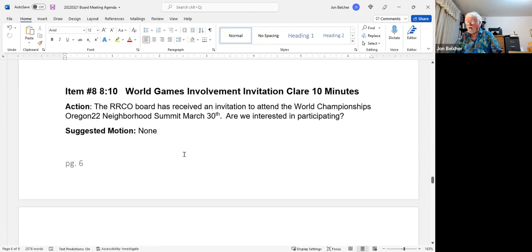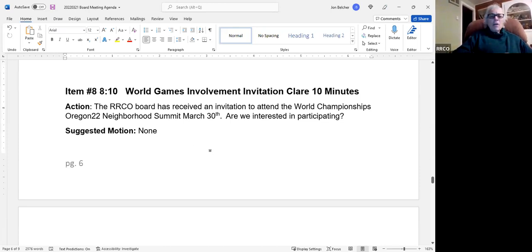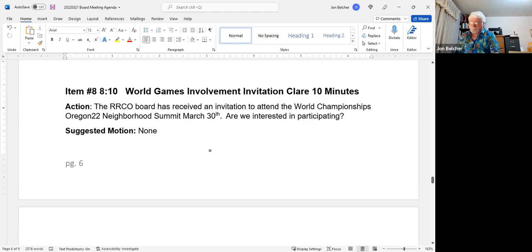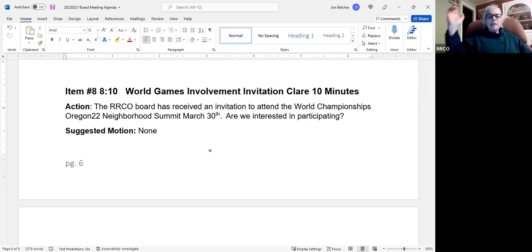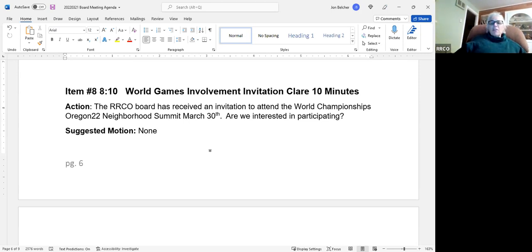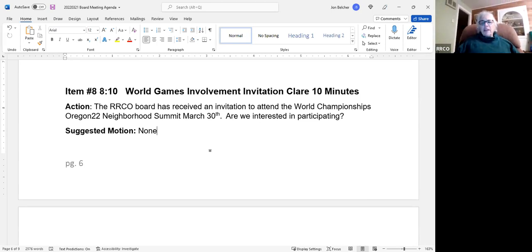This one's yours, Claire, and I'll actually let you do it. Oh, World Games Involvement Invitation. Okay, so the city is organizing an information center and an event to involve the neighborhoods and neighbor associations in the work of welcoming tourists to this big World Games event that's happening in Eugene.